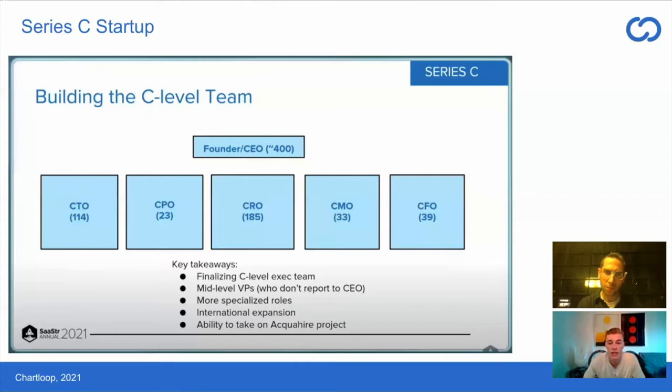Do it when you need to, but obviously when you get to a Series C point and you start having large investors and you have a board and a lot of senior advisors, you need someone who can operate in both fashions.